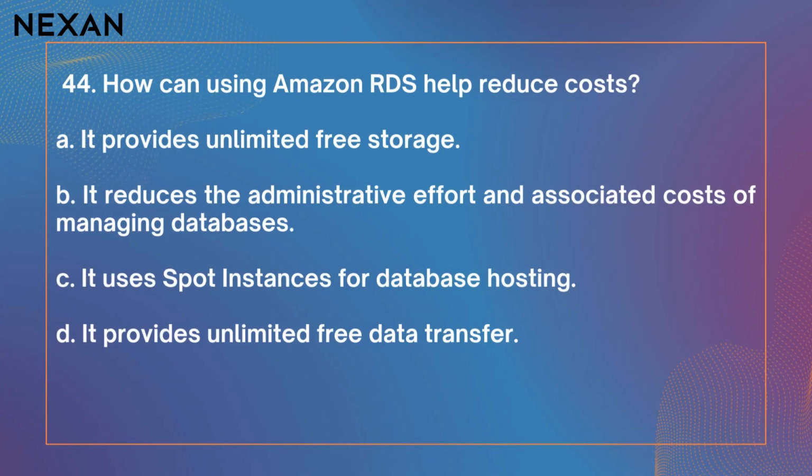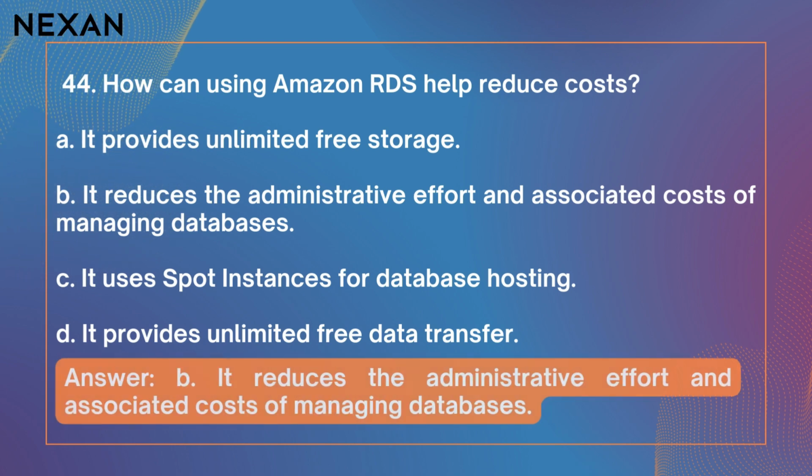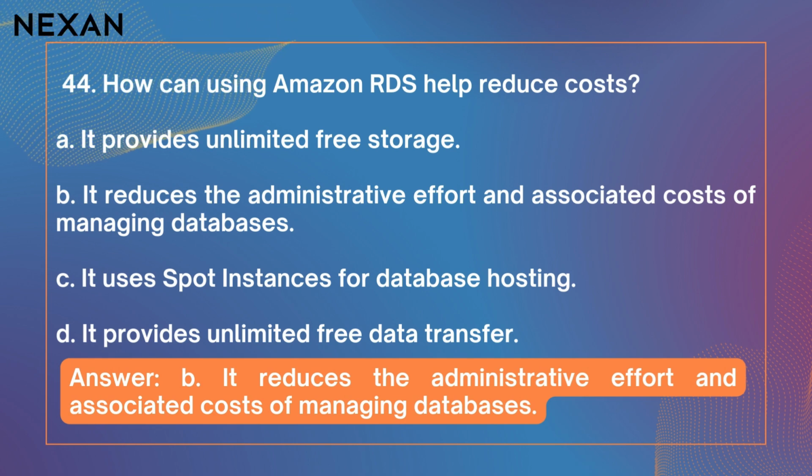44. How can using Amazon RDS help reduce costs? A. It provides unlimited free storage. B. It reduces the administrative effort and associated costs of managing databases. C. It uses spot instances for database hosting. D. It provides unlimited free data transfer. Answer: B. It reduces the administrative effort and associated costs of managing databases.